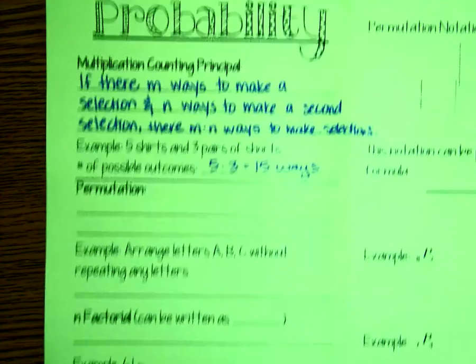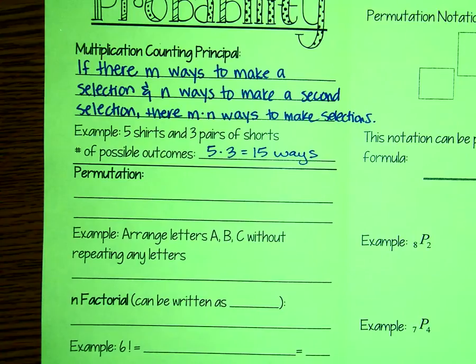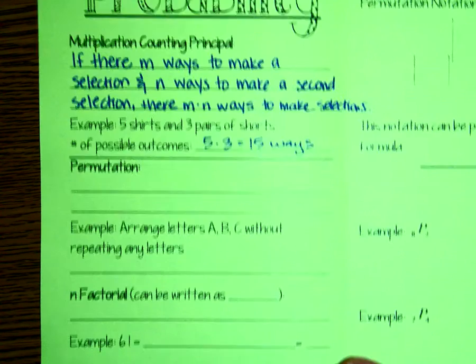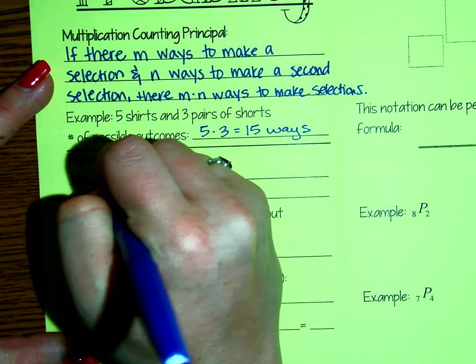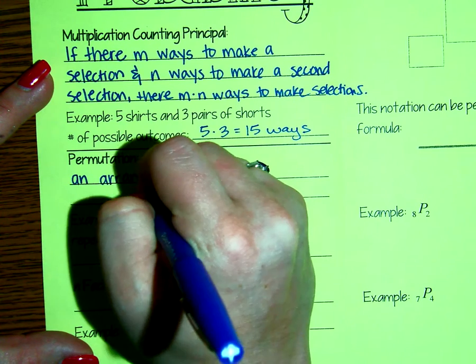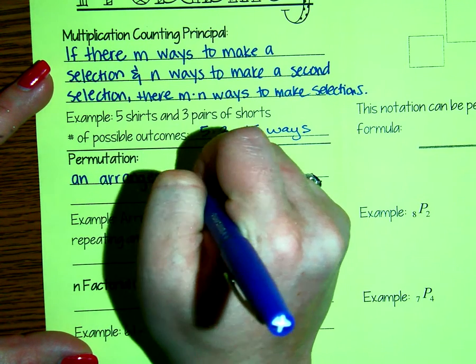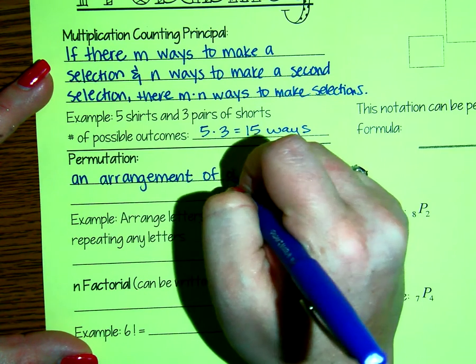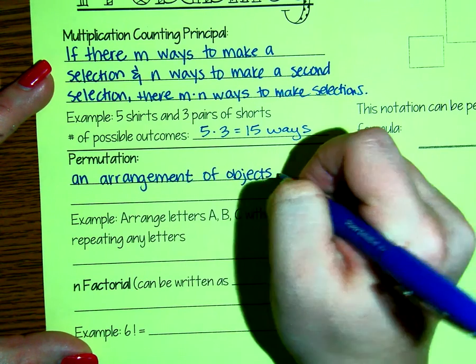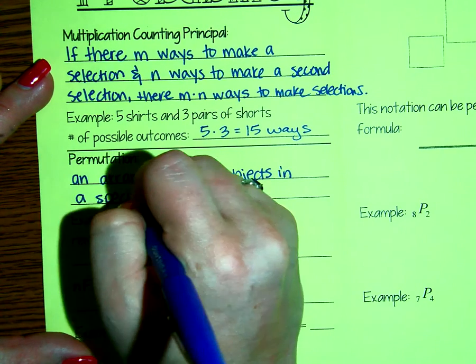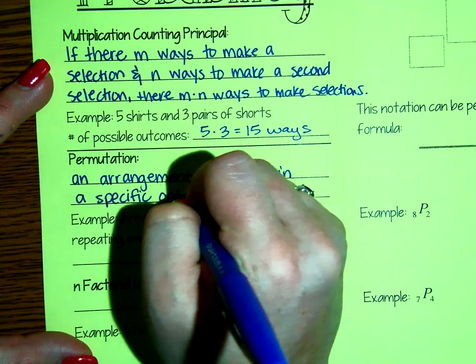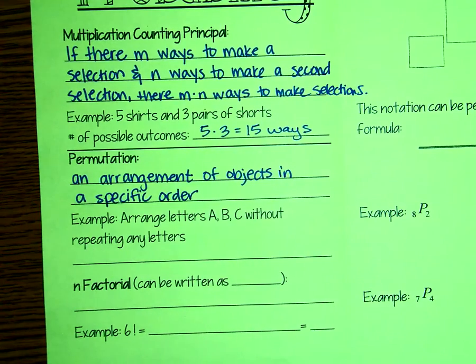All right. There are 2 specific types of ways that we can arrange things, and we're going to spend our time today talking about something called a permutation. A permutation is an arrangement of objects in a specific order. So when we're talking about permutations, order is important.